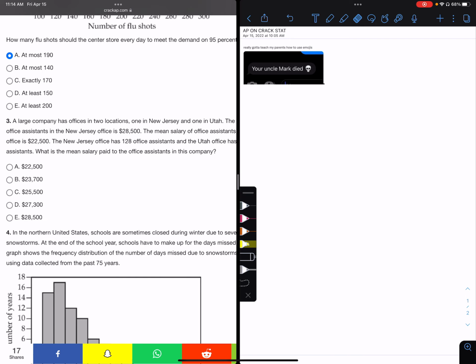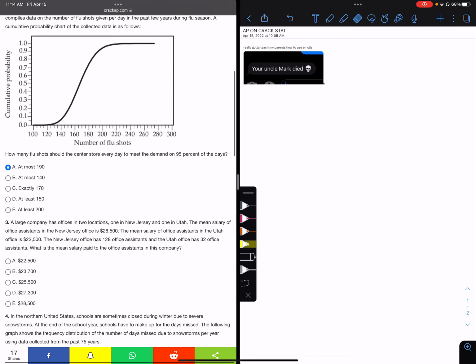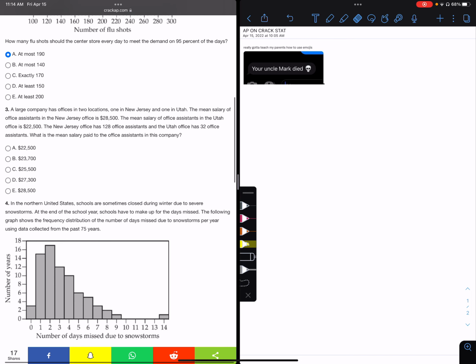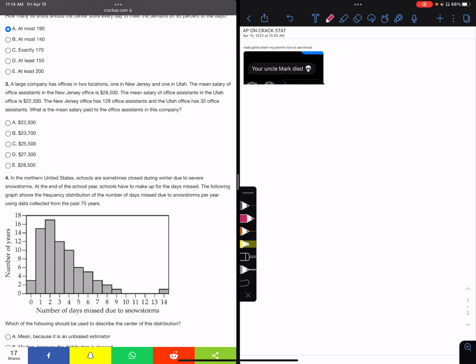A large company has how many questions? 10 questions. Not bad. A large company has offices in two locations, one in New Jersey, one in Utah. The mean salary of the office assistants in New Jersey is 28K. The mean salary of the assistants in Utah is 22K. New Jersey has 120 office assistants. Utah has 32 office assistants. What's the mean salary paid for the two locations?